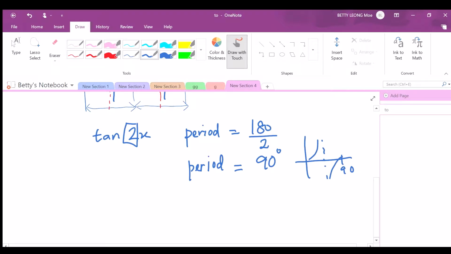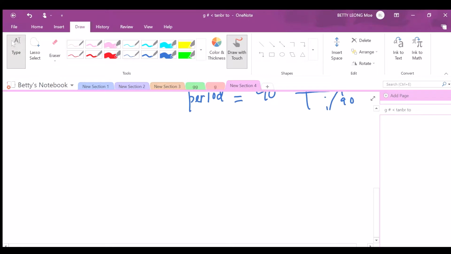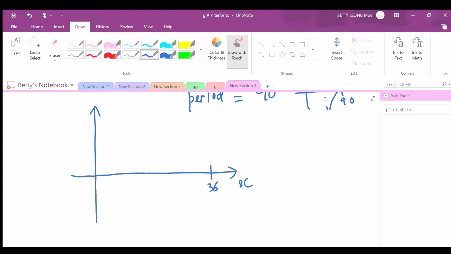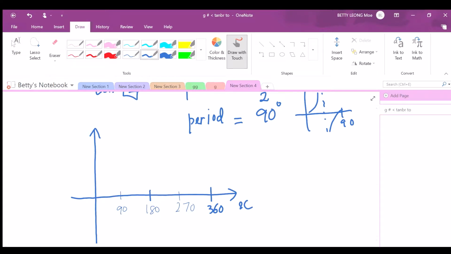Okay, so let's draw the graph. This is your x. This is 360. We divide into 4 parts. This is 90, 180, 270. And because 90 is one complete cycle, from 0 to 90 there will be one cycle. So you have to find the center line.